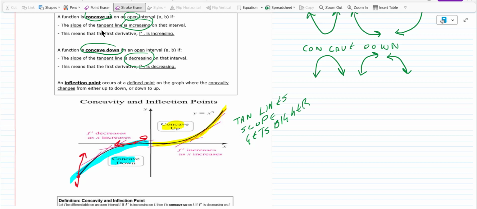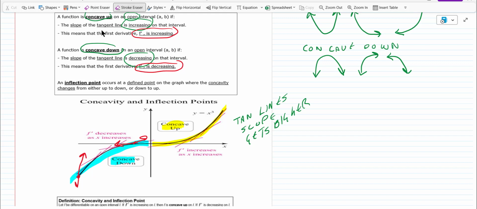So it's really measuring how a tangent line is changing. Concave up just means the first derivative is getting bigger, and concave down means the first derivative is getting smaller. Remember, the first derivative measures the slope of a tangent line. So at concave up, the derivative gets bigger. Concave down, the first derivative gets smaller. That's what happens in that case.